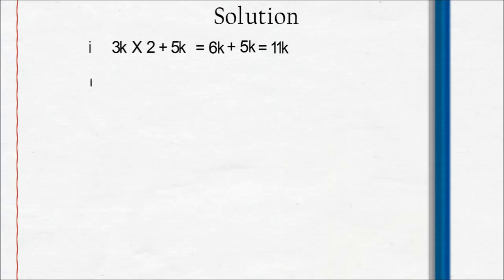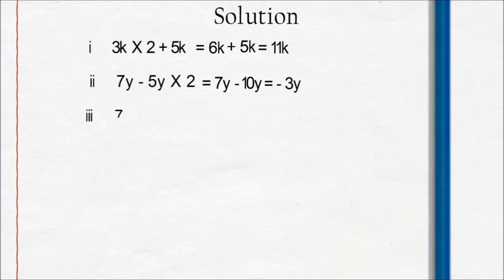Number 2, we have 7y minus 5y multiplied by 2. The same as number 1. So we carry out the multiplication operation first. So we're going to have 5y multiplied by 2 to give us 10y. So we have 7y minus 10y. Now this is a case of subtracting a large number from a small number. So it means our result would be minus 3y.